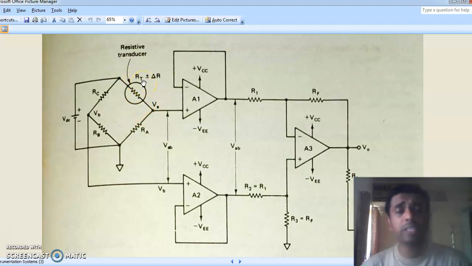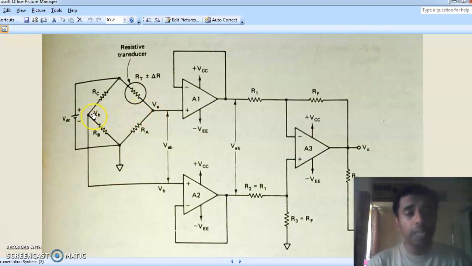So what is the balance condition? That balance condition is actually fixed by a designer. For example, if it is a temperature transducer, you may keep the ambient temperature as a reference. Probably 25 degrees Celsius may be a reference temperature. So at that temperature, this will be the resistance. At this resistance, the bridge is considered as balanced, that is, VB will be equal to VA.